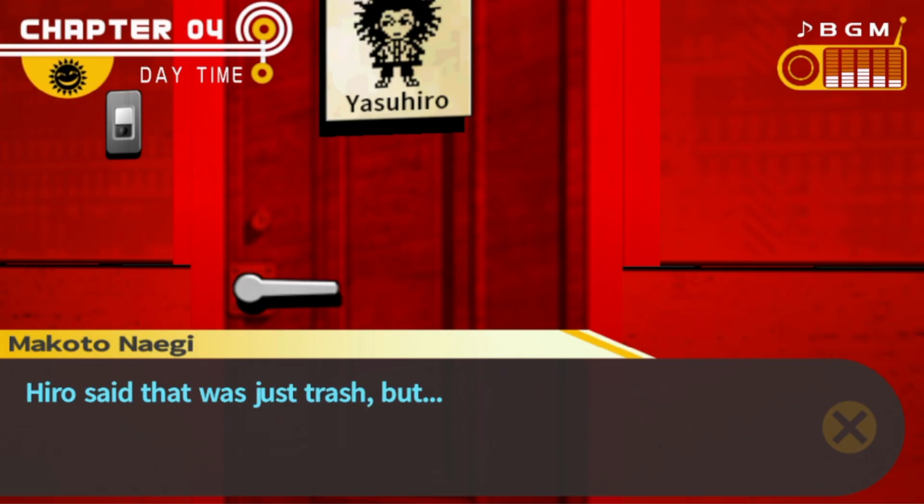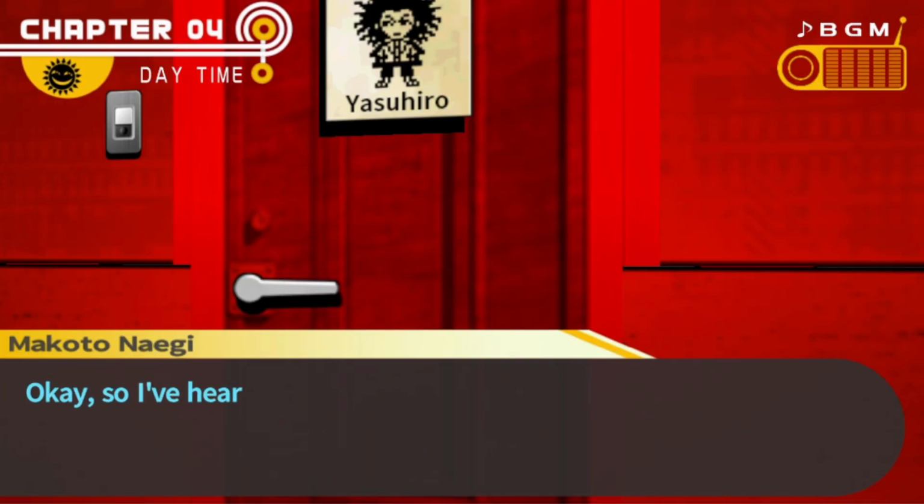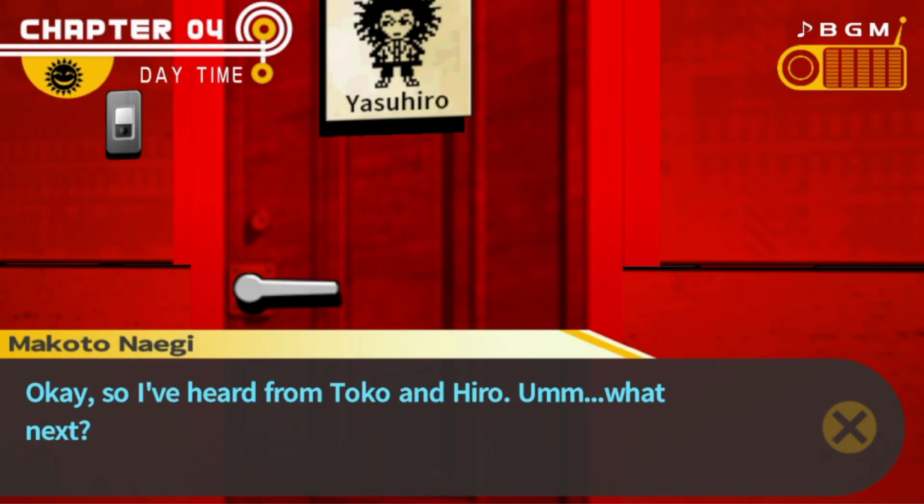Hiro said that was just trash, but there's no way that's all there was to it. Pocket trash has been added. That's the same wrapper that Sakura had. Okay, so I've heard from Toko and Hiro.